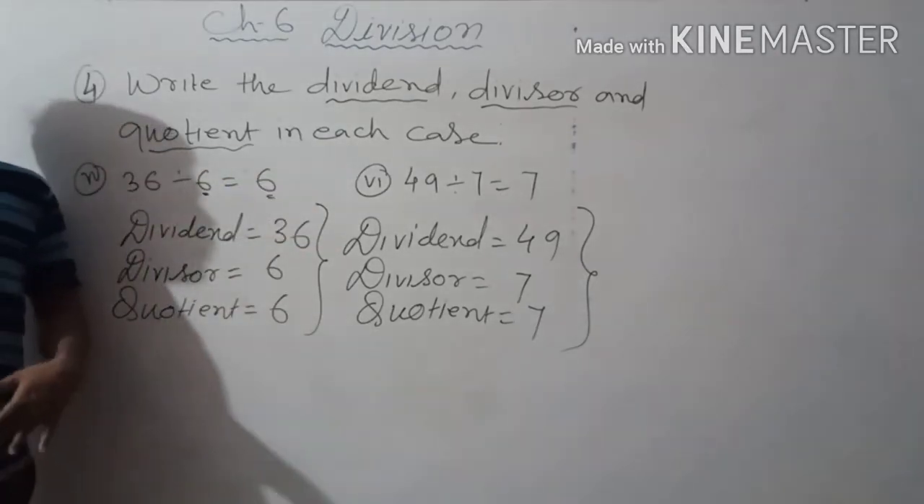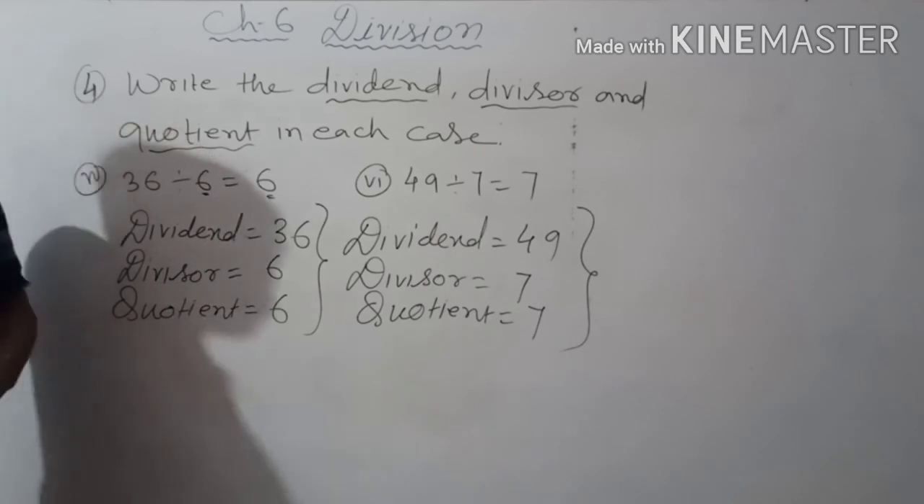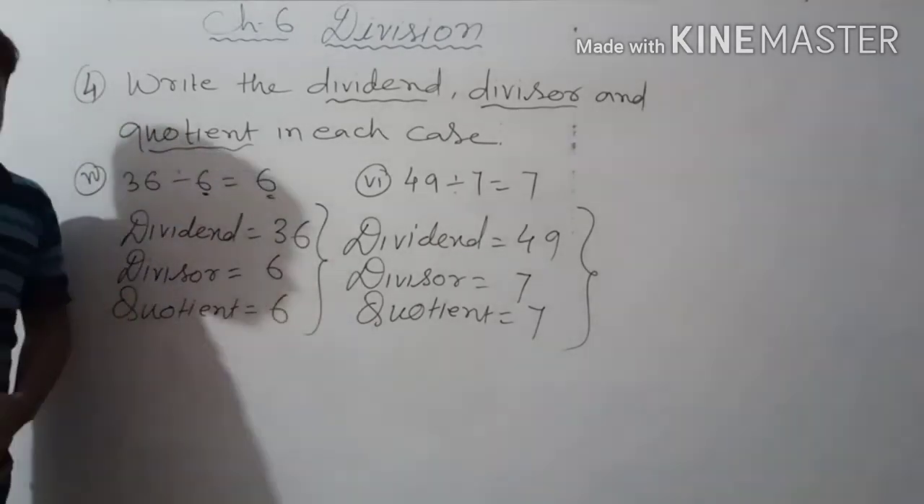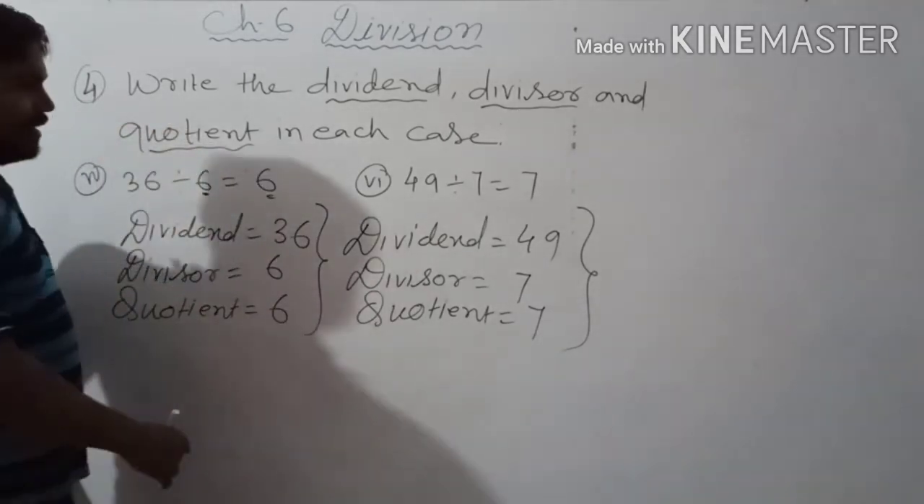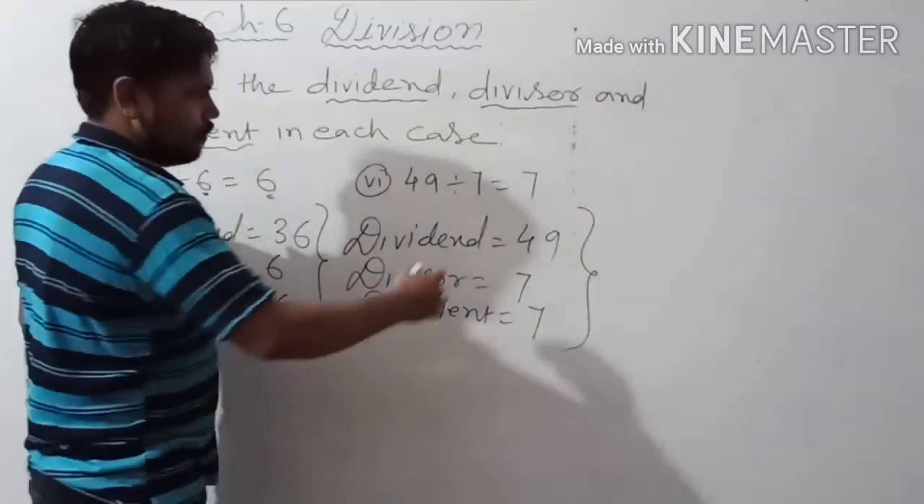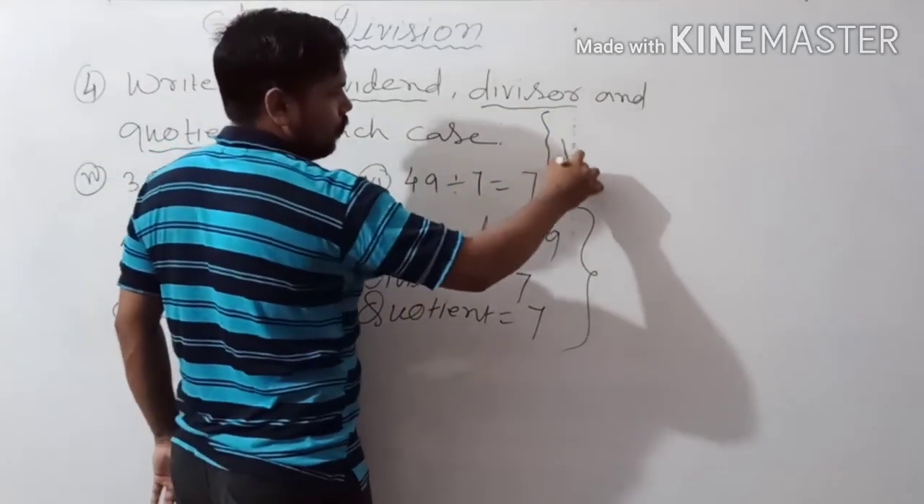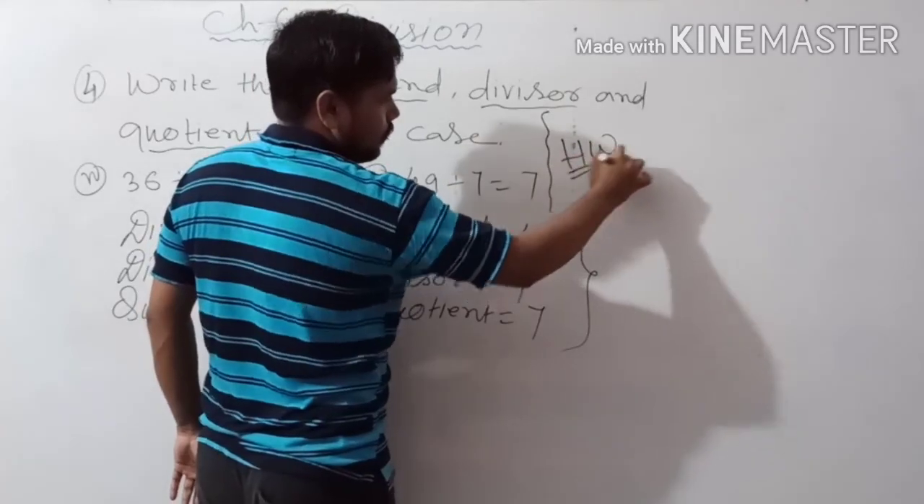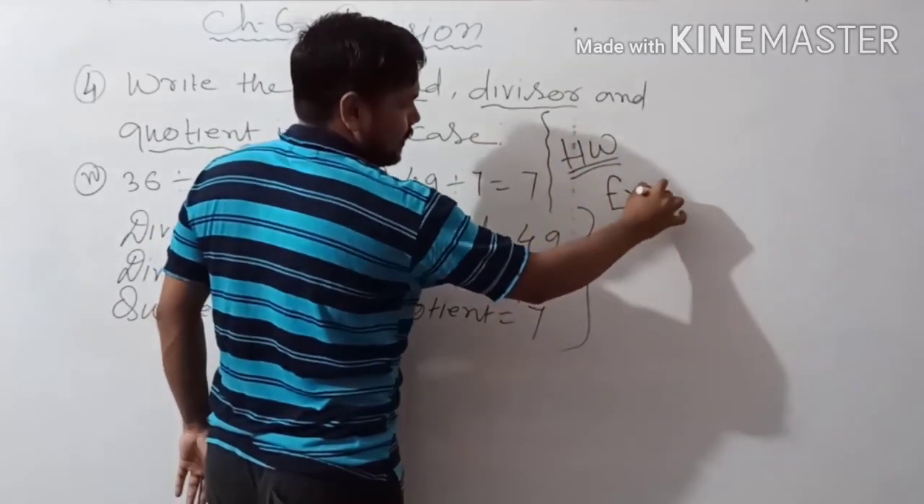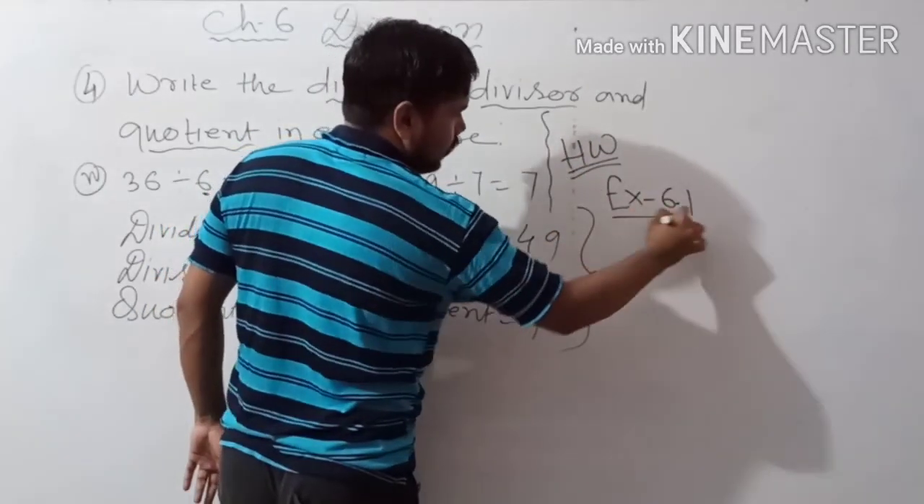Okay, so I hope you can do as a homework exercise 6.1 by yourself. So your homework is exercise 6.1. Okay, so your homework is exercise 6.1.